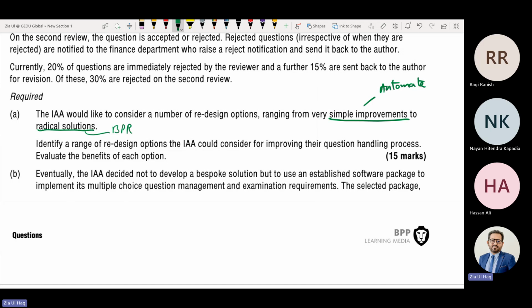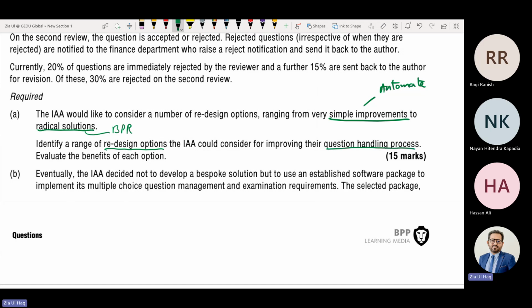Very radical. Simple improvements mean if manual, try to manage things while keeping it manual. If computerized on any software, try to manage things by keeping it on that software. Don't move towards a high IT solution. So the IAA would consider a number of redesign options ranging from very simple improvements to radical solutions. Identify a range of redesign options, these two that they have stated, that the IAA could consider for improving their question handling process.